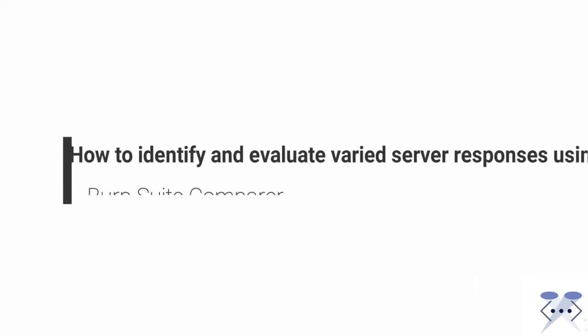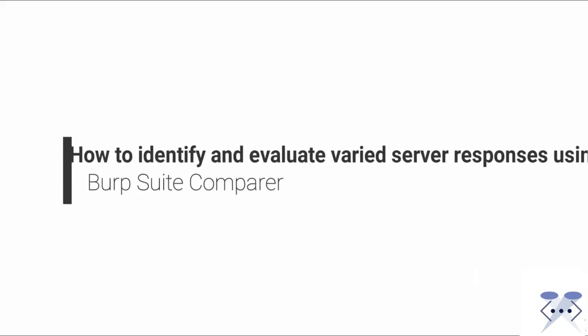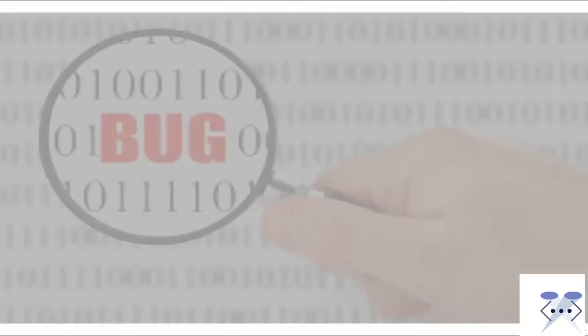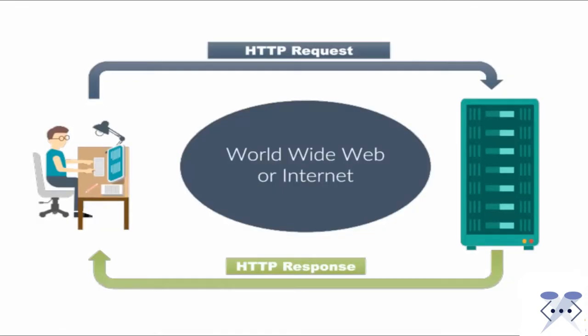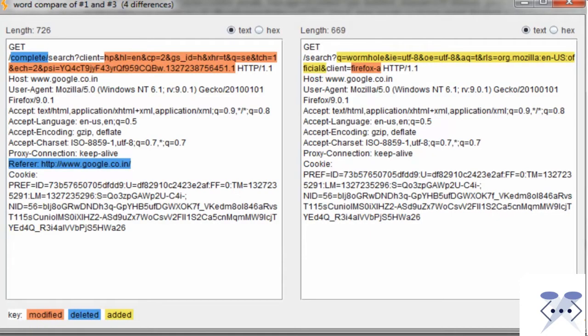Now we are continuing with Burp Suite tools. We will discuss how to identify and evaluate varied server responses using Burp Suite Comparer. When performing a web application assessment, it is often important to be able to easily identify variations in HTTP requests or responses. The Comparer feature simplifies this process by providing a graphical overview of variation.